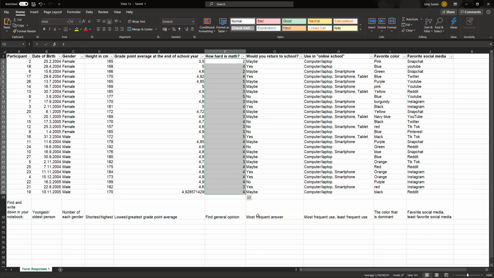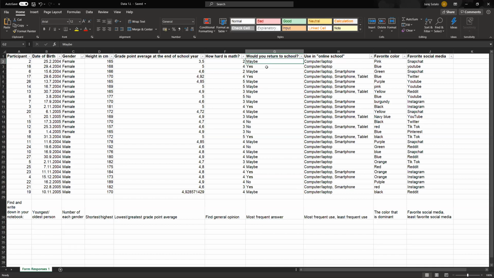Okay, so using that, try and figure out what is the general opinion about how hard math is. Then after that we have most frequent answer. This is another question that can be asked. It's the frequency of a certain answer, and it is how much one type of answer is given. So probably in this case, it should be the most frequent answer that is given.